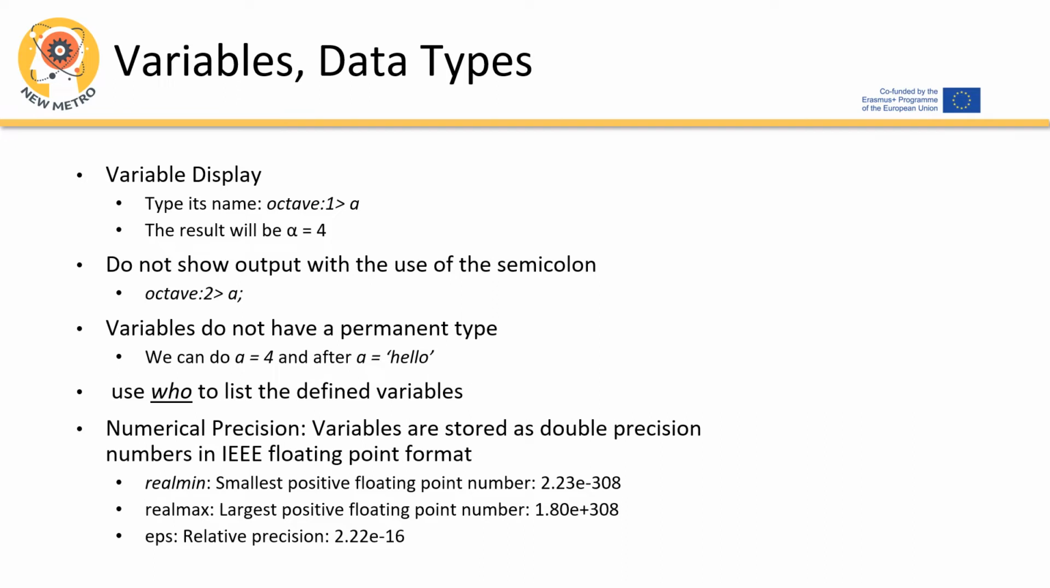Variables are stored as double precision numbers in IEEE floating point format, where realmin is the smallest positive floating point number, as we can see here. And realmax is the largest positive floating point number that we can see here. eps is the relative precision as well.